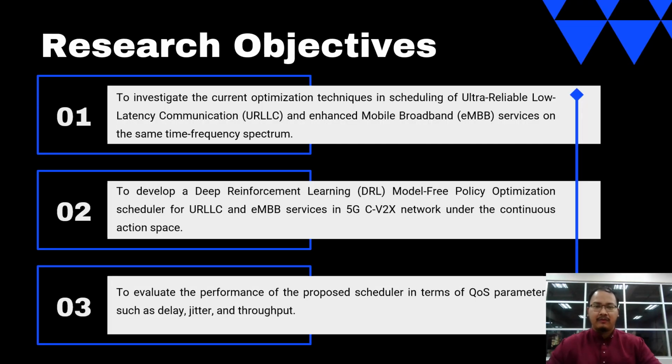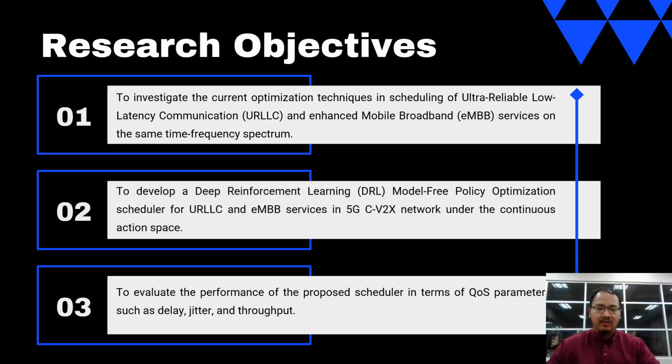This research will focus on the following three objectives. First, to investigate the current optimization techniques in scheduling of ultra-reliable low-latency communication and enhanced mobile broadband services on the same time frequency spectrum. Second, to develop a deep reinforcement learning model-free policy optimization scheduler for URLLC and eMBB services in 5G CV2X network under the continuous action space.